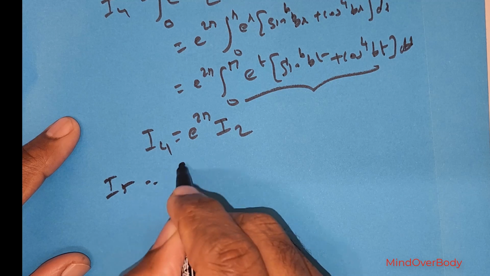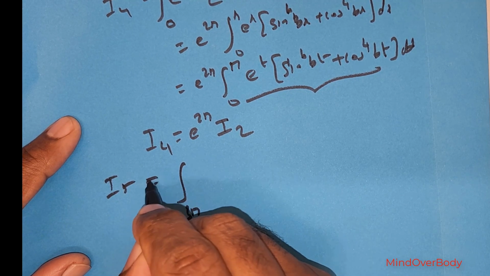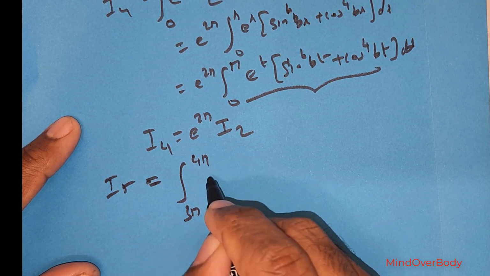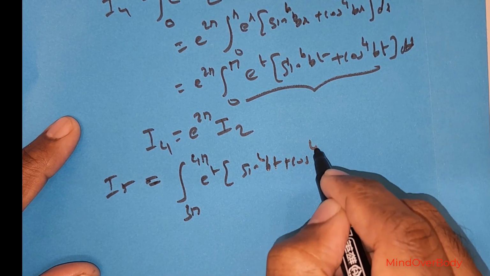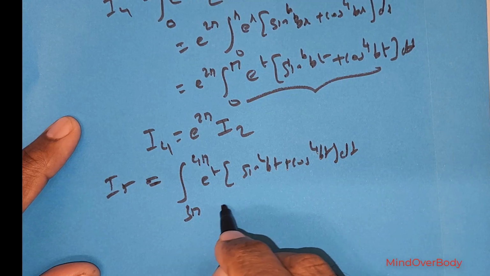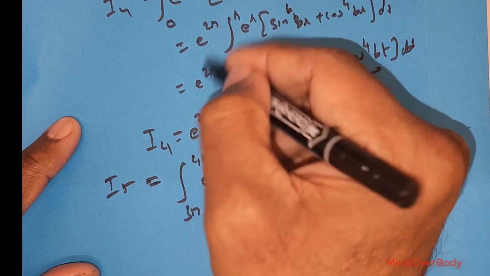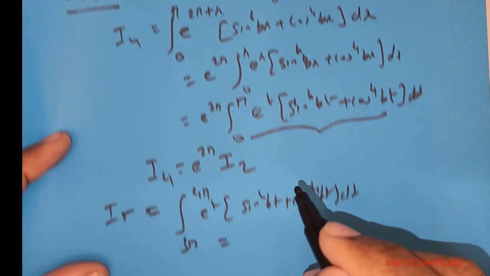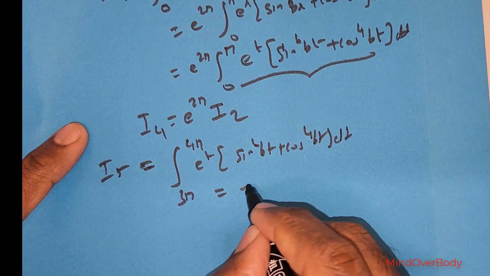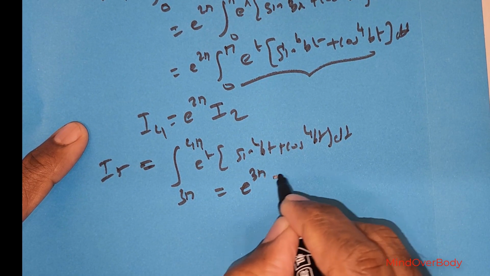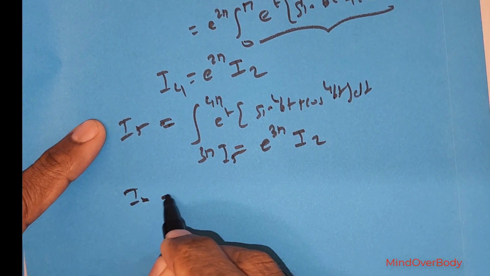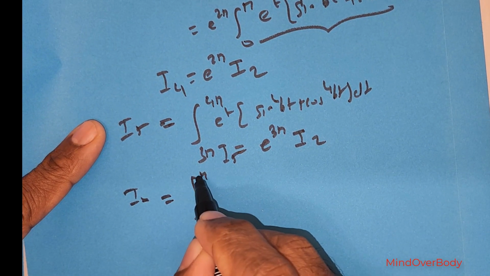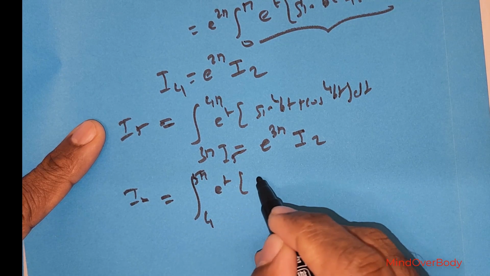Now I5 is 3 pi. I5 is what? 3 pi to 4 pi e raised to the power of t sine raised to the power of 6 bt positive cos raised to the power of 4 bt times dt. Now following the same principle which we have been doing, this is going to be e raised to the power of 3 pi times I2. This is my I5.